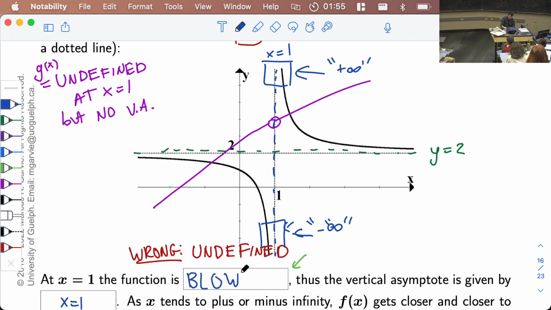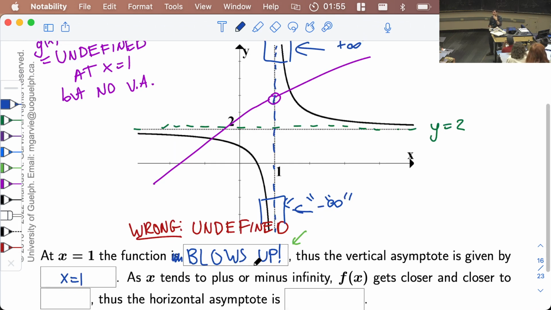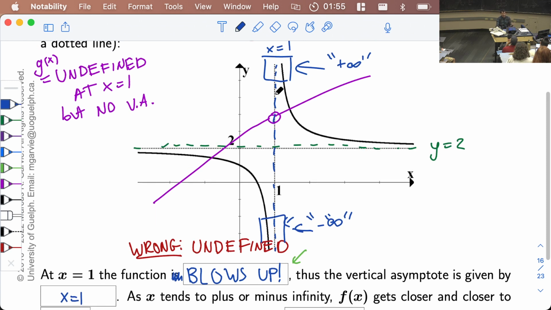It blows up. This is very informal, obviously. The function blows up, and thus the vertical asymptote is x equals 1. This is super informal, but I think this is capturing what's going on. The function is blowing up, and that's why it can get really close to the blue line. By moving all the way up to plus infinity, it can hug this blue line arbitrarily close, and that's why it has a vertical asymptote. So that's how I would describe it to somebody if I was just chatting. I would say the function blows up at x equals 1.